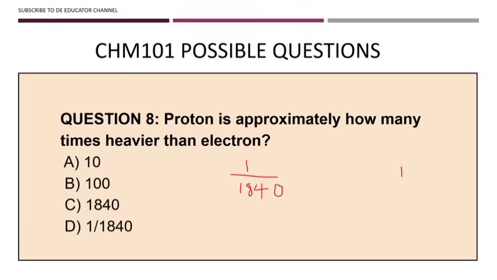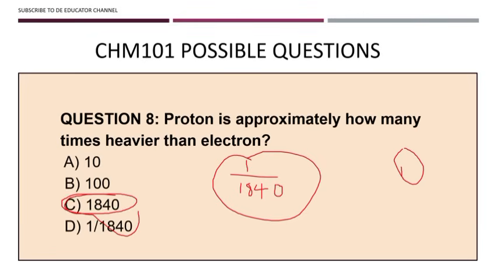And proton is 1. So this is electron and this is proton. So the question is, what are you going to multiply by this electron to give you proton? It is 1840. So proton is 1840 times heavier than electron, right? If they twist the question the other way round, you should know that the answer is going to be D.